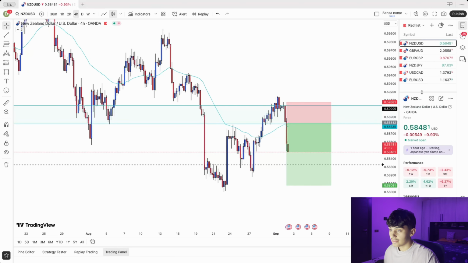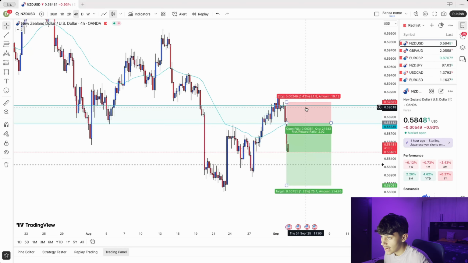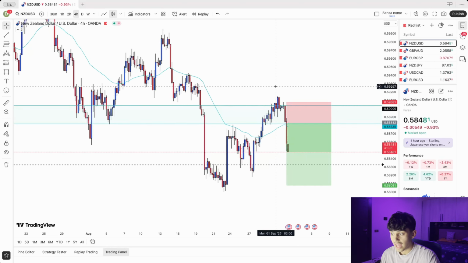And that's what I did. I took this trade with a 25 pips stop loss. I took it on my FTMO 10K challenge.